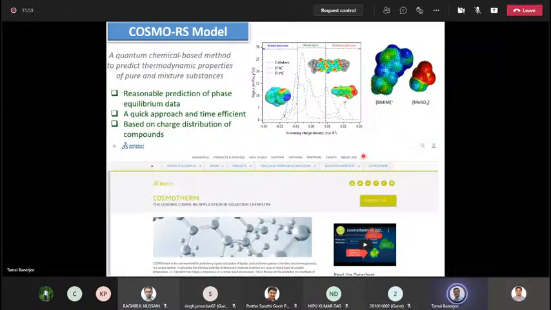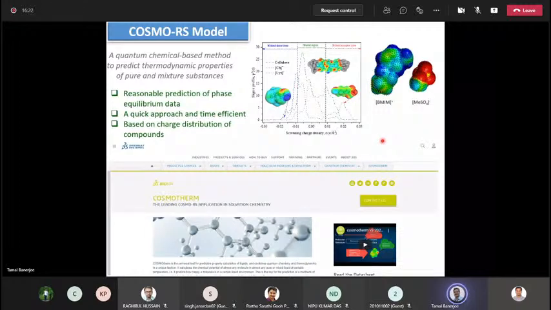Now this particular software is also available commercially. It is distributed by Dassault Systèmes now. They do this calculation, this solvation chemistry, and you get very useful properties such as the activity coefficient. And we are only interested in those activity coefficients for deriving the phase equilibrium property.